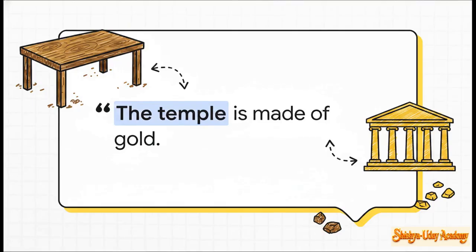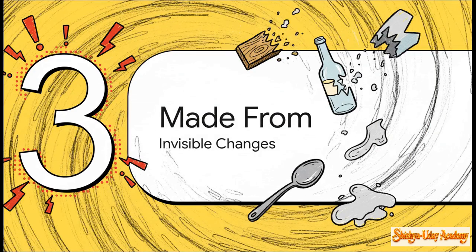Take a table, for instance. A table is made of wood. Or consider a structure. The temple is made of gold. In both of these cases, the raw material, the wood and the gold, well, they are still clearly visible to the naked eye. The wood wasn't chemically altered into something entirely different, right? It was just cut, sanded, and shaped into a table. And the exact same goes for the gold on the temple. It's visible and it's obvious. Now consider yourselves warned, because things are about to literally disappear.